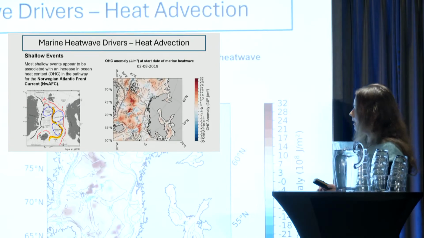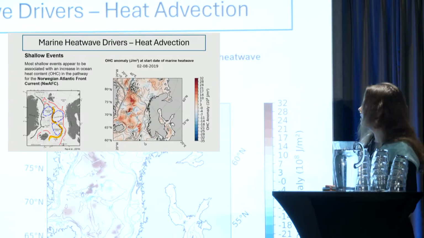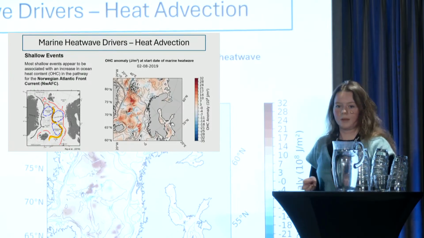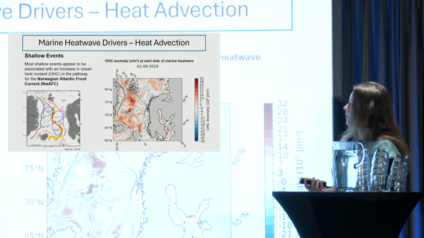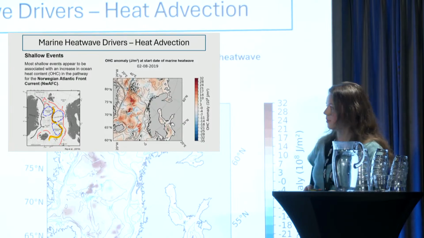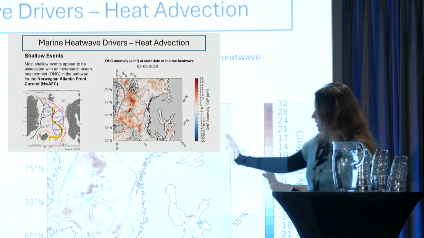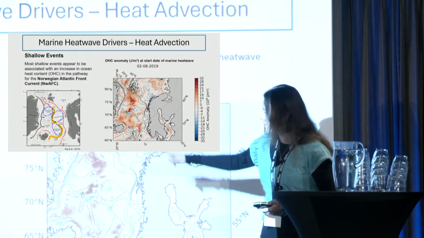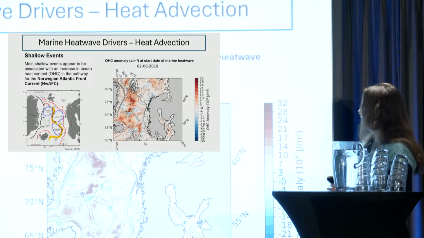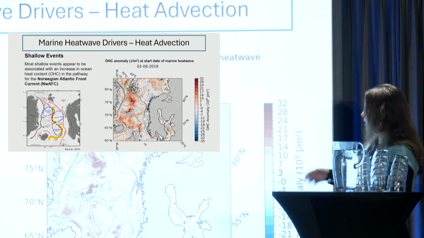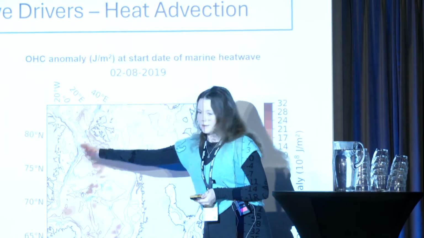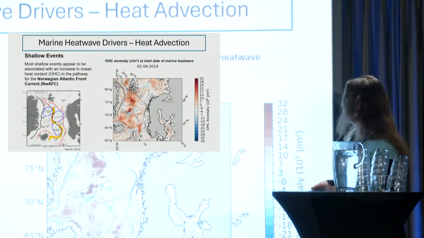To look at this further, for the start date of each event, we calculated the ocean heat content anomaly, and we tried to piece out what was happening when we saw these patterns. We found that most shallow events appeared to be associated with an increase in ocean heat content in the pathway for the Norwegian Atlantic front current. If we look at the map on the left, I've highlighted the current in yellow. It circles around the Lofoten Basin, and then goes up to the west coast of Svalbard, where we're focusing. If we look at the ocean heat content anomaly for this shallow event, you can see this quite high positive anomaly that seems to be following this current pathway. So this is something we'll look at further.